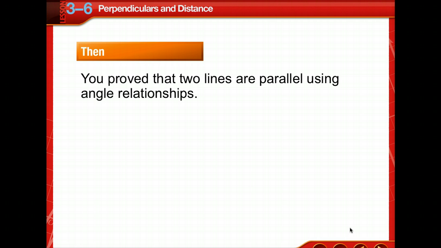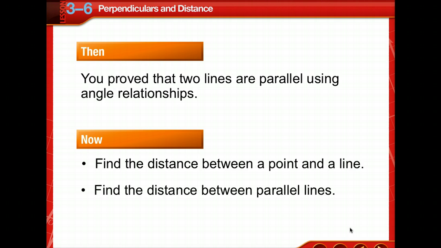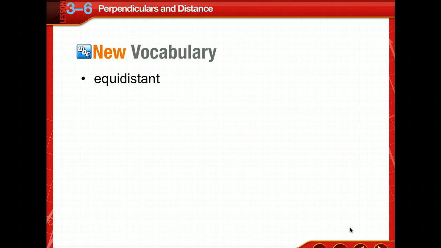Previously, you've proved that 2 lines are parallel using angle relationships. Now you're going to find the distance between a point and a line and find the distance between parallel lines. We have one new vocabulary word, equidistant.